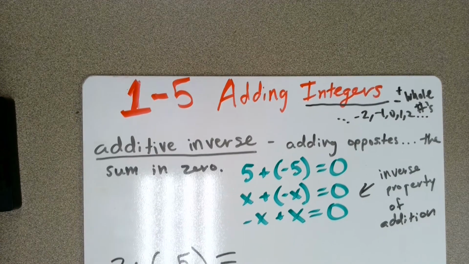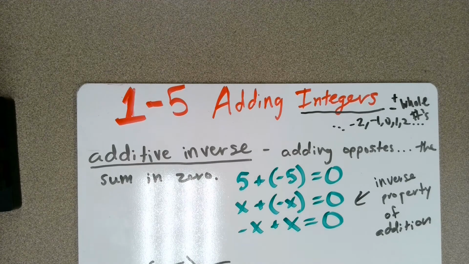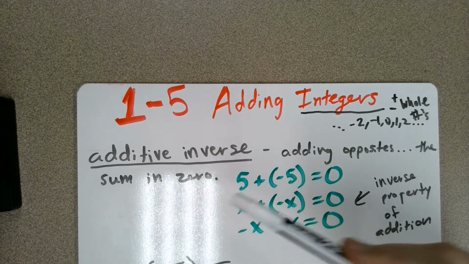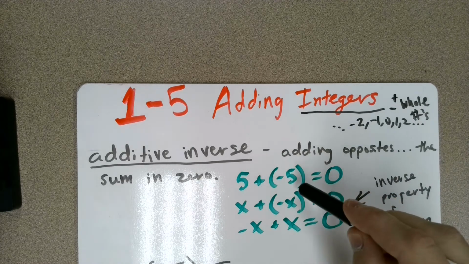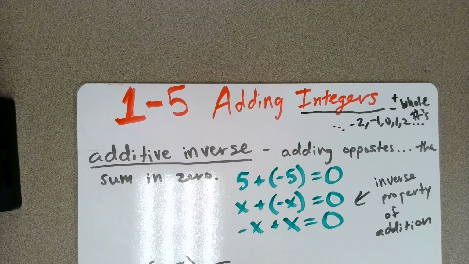All right, so first thing I want to talk about is the additive inverse. What that means, it sounds really confusing, but all that means is when you're adding opposites, the sum is 0. We talked about opposites the other day. We have 5 and -5. They are opposites. You probably know this. You're probably thinking, oh, that's common knowledge.